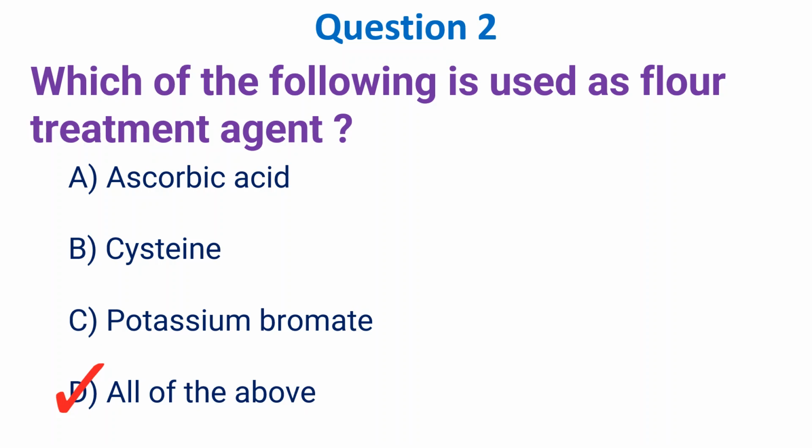The third one is potassium bromate. It was used as an oxidizer to strengthen the dough, enhance the elasticity, and bake the dough uniformly. But now it is banned due to being a potential genotoxic carcinogen. So the alternatives for this flour treatment agent could be ammonium persulfate and enzymes like amylases.